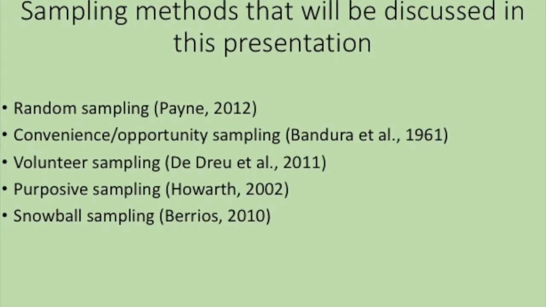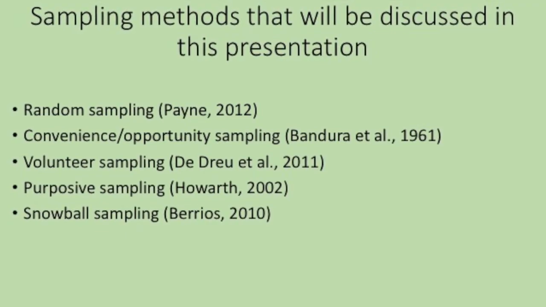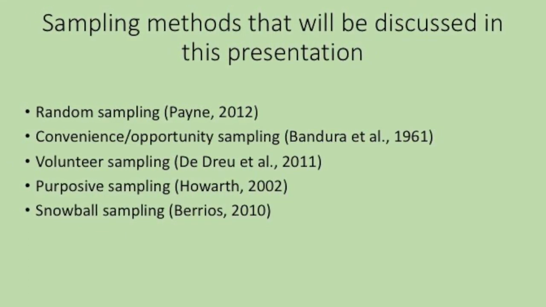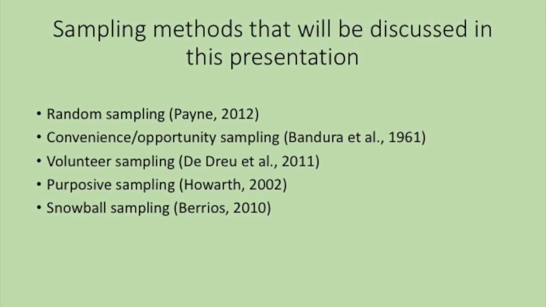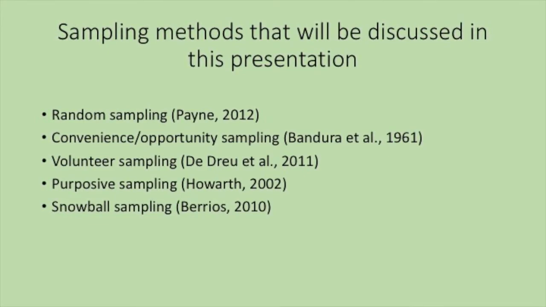Hi everyone, in this video I will describe 5 sampling methods: random sampling, convenience or opportunity sampling, volunteer sampling, purposive sampling, and snowball sampling. I will also give examples of research studies that use these sampling methods.